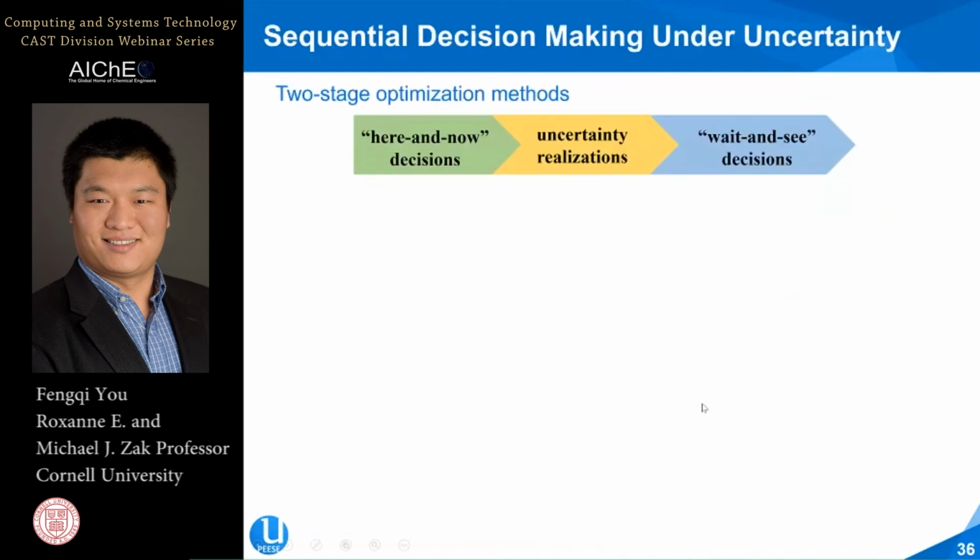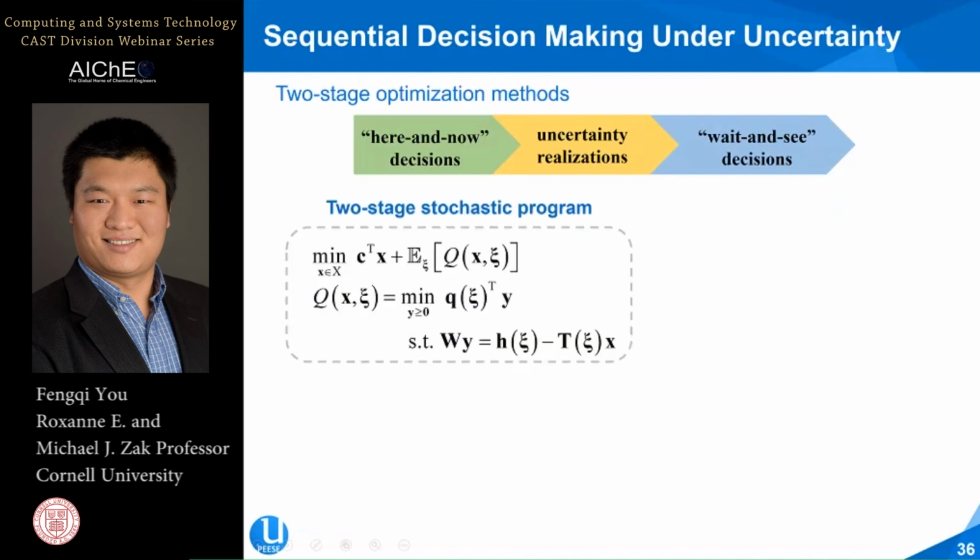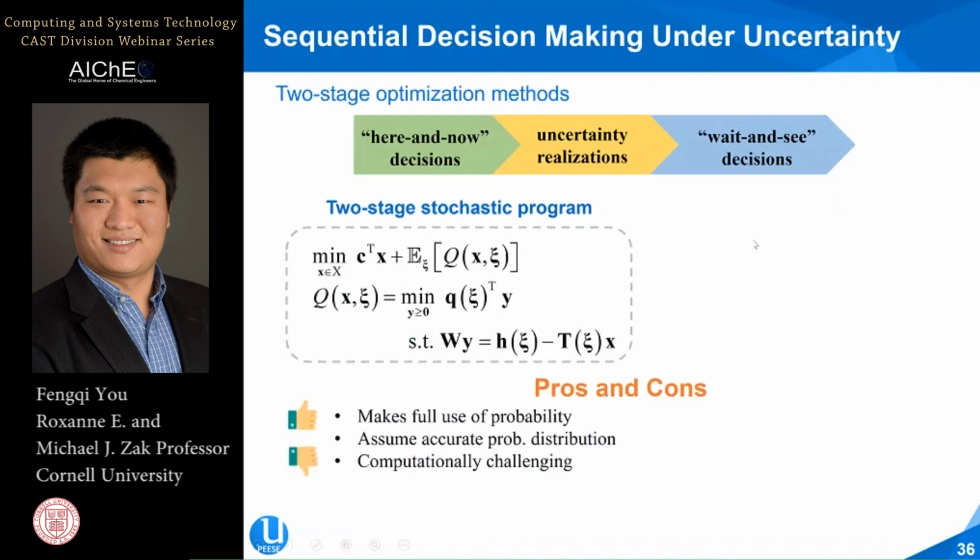Going back to decision making under uncertainty, sequential decision making is better because you can really capture the decision making process: some decisions are made before uncertainty is realized, and some after. In the two-stage stochastic programming approach, you can capture this sequential process as well. A key property is that with two-stage stochastic programming, you can make full use of the probability information, based on the assumption that you can get a very accurate probability distribution.